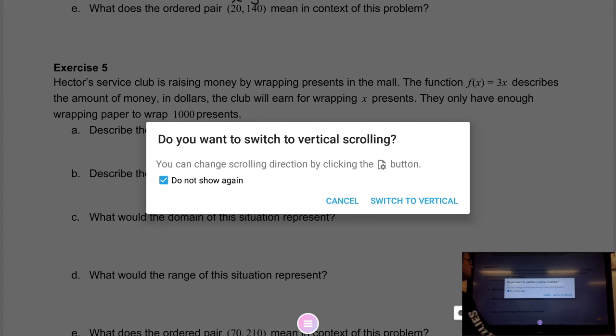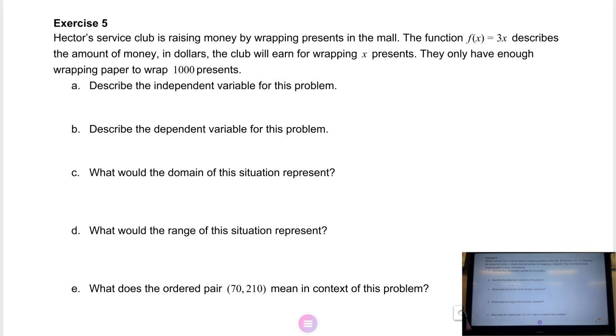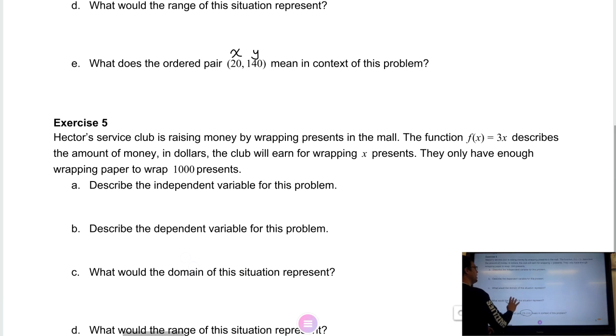Hector's Service Club is raising money by wrapping presents in the mall. The function f of x equals 3x describes the amount of money in dollars the club will earn for wrapping x presents. They only have enough wrapping paper to wrap 1,000 presents, so repeat the process, and remember what I just commented about 70 and 210. Of course, extra practice.